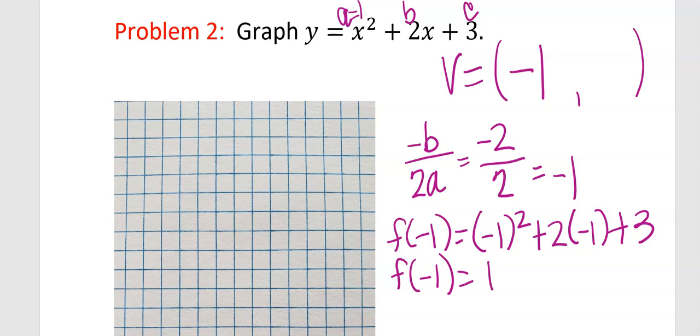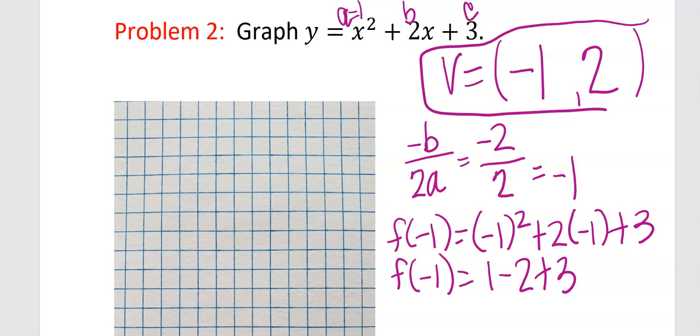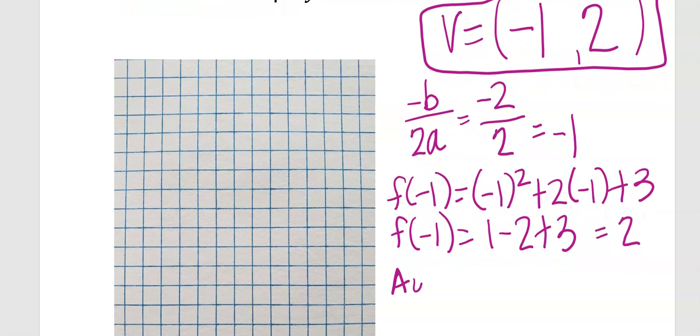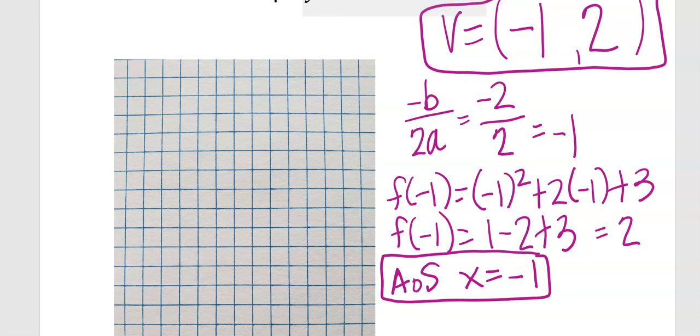That would be 1 minus 2 plus 3 equals 2. Axis of symmetry is x equals negative 1. It's not telling us to do that, but if you put it on your graph, it's going to make it much easier to do. We also need one more point, and that 0c part is where this comes in.